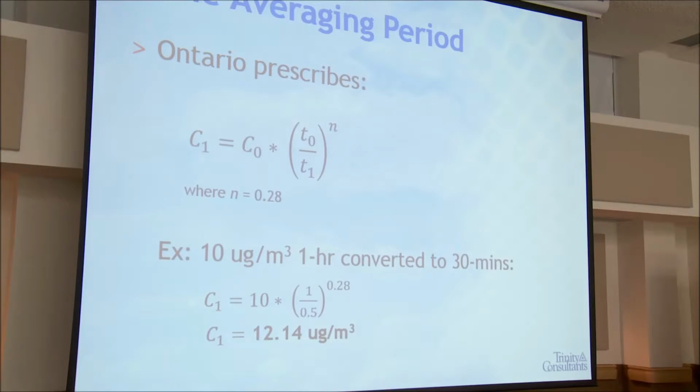Now, Ontario is really great because it prescribes a lot of processes for how to handle 10-minute time averaging periods, and they suggest this formula. The one takeaway from this is as you move lower in terms of time average, so if your time average decreases, your concentration will increase.